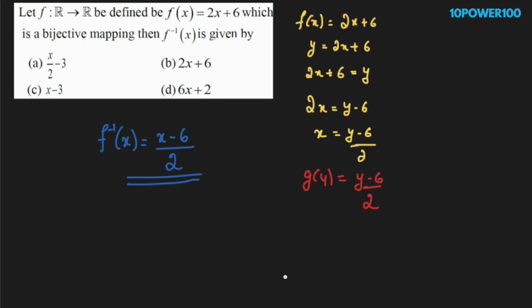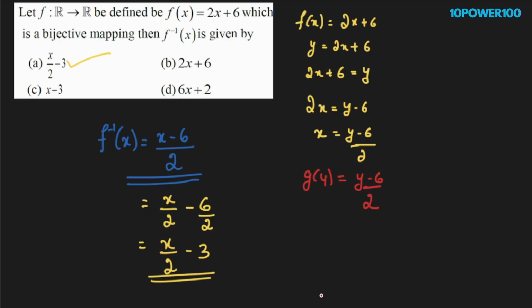Let's solve further. If you split this, we get x by 2 minus 6 by 2. So x by 2 stays as it is, and 6 by 2 is 3. So x by 2 minus 3 is the correct answer. That is option A, x by 2 minus 3 is the correct answer.